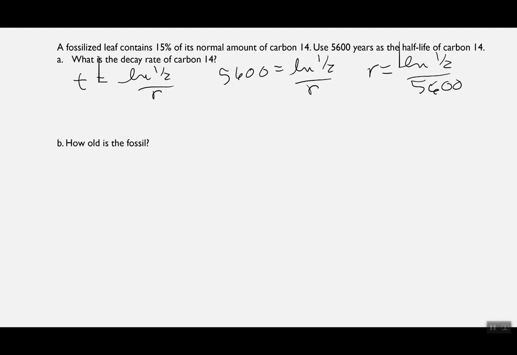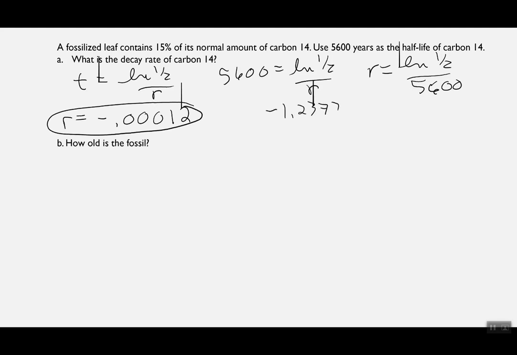So I'm putting in the natural log of a half, and then I'm going to divide by 5,600. Again, I got some scientific notation. I got negative 1.2 and then e to the negative 4. So my rate is negative 0.000. That 4 says here's my 1 and there's a 2, so I gave you 5 decimal places again. But my calculator said negative 1.2377, whatever, e to the negative 4. So that 4 says this is my fourth number.